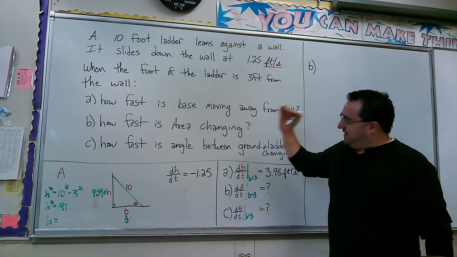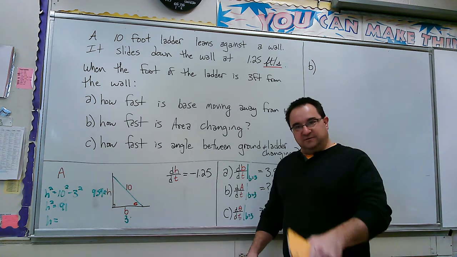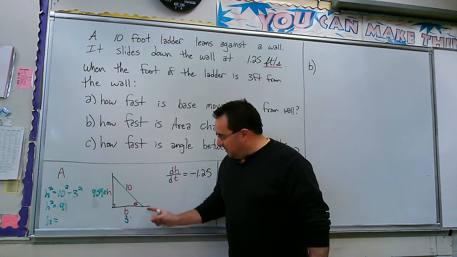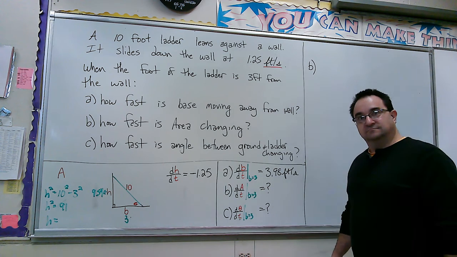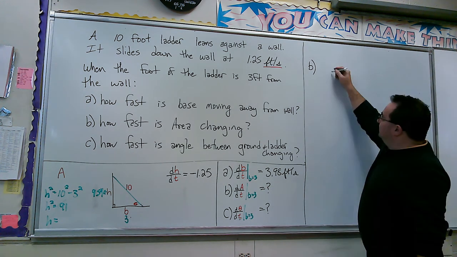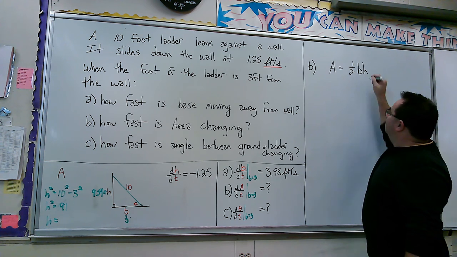How fast is the area changing? Area of what? Look at the picture. That's why you need the picture. We're talking about a right triangle, area of triangle. So I pause to let you think of that. 1/2 base times height.